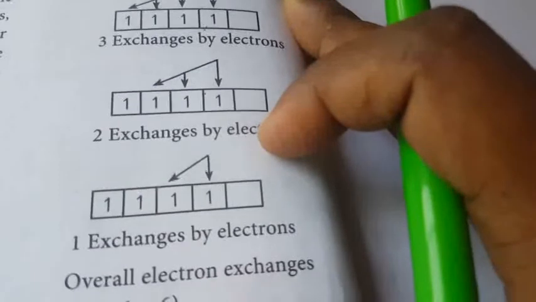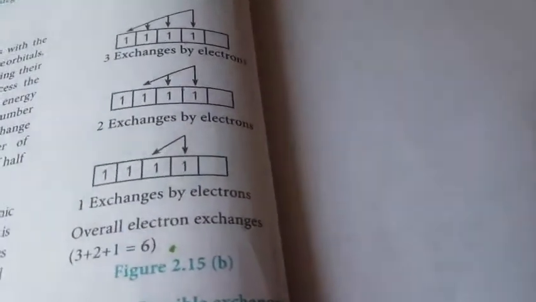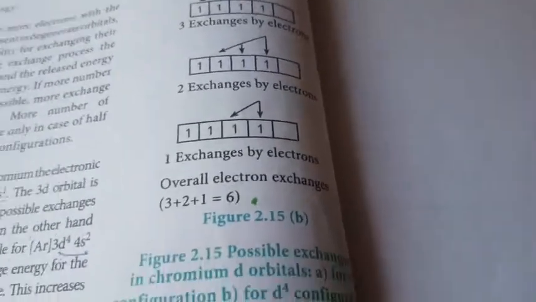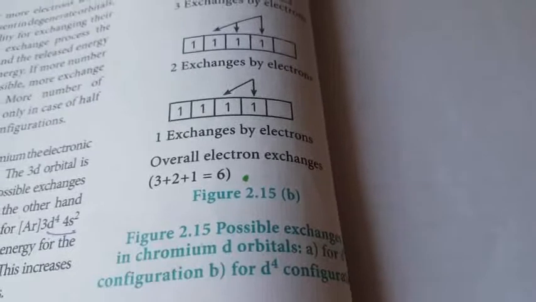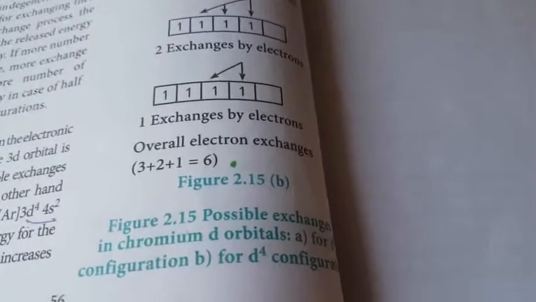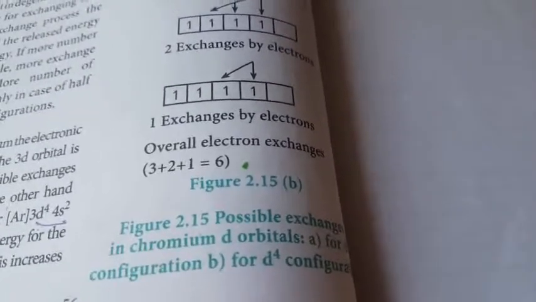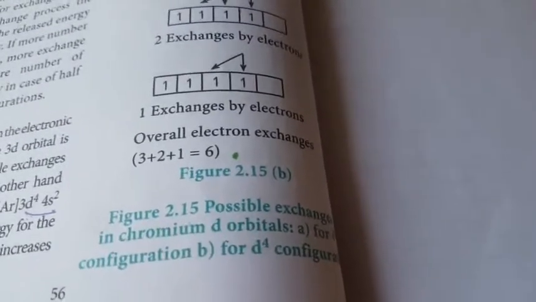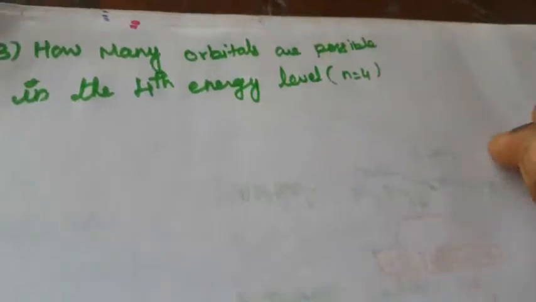What is meant by Hund's rule? Half filled, then completely filled. That applies to the p orbital and d orbital. First you have to half fill, then completely fill the orbital. So this is the exchange energy. Okay, that's all for this second lesson. Now we are going to see evaluate yourself.